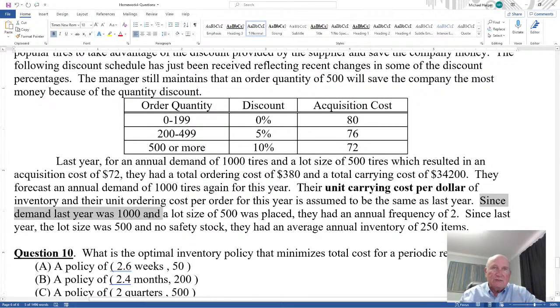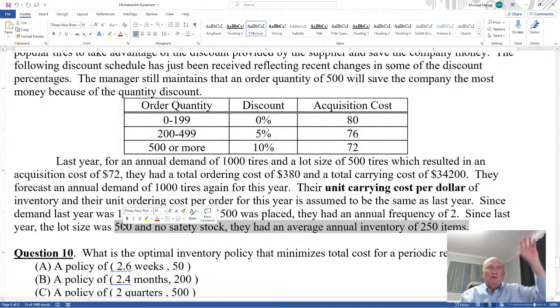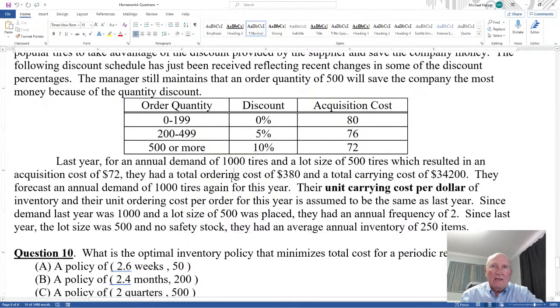Since the demand last year was 1,000 and a lot size of 500 was placed, they had an annual frequency of 2. Does that make sense? The demand is 1,000, you place 500 each time you place an order, so you're going to order 500 two times over the year because the annual demand is 1,000. So the annual frequency is 2. Since last year the lot size is 500, with no safety stock, they had an average annual inventory of 250 items. The inventory goes from 500 to 0, 500 to 0, so the average inventory is 250. But we do not have the unit carrying cost and unit ordering cost.